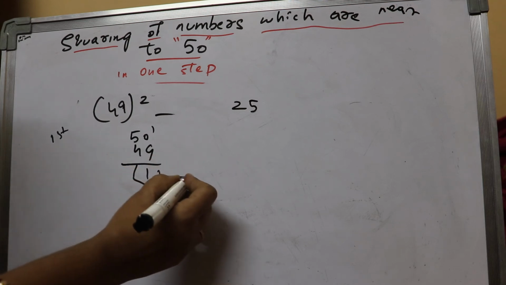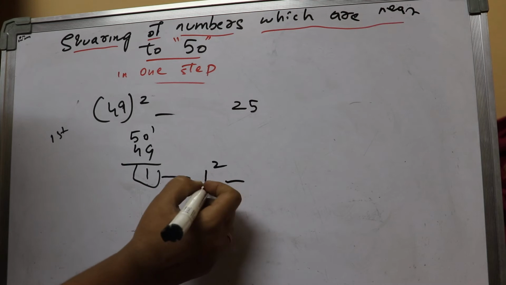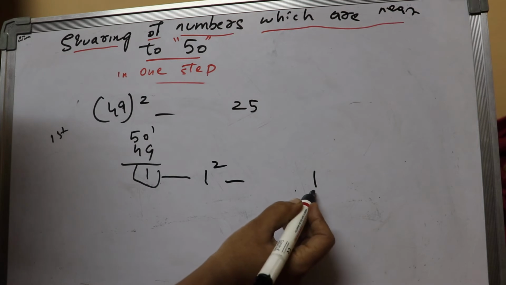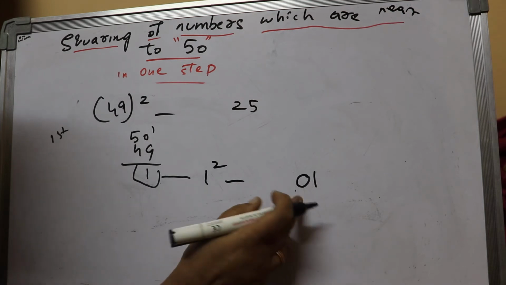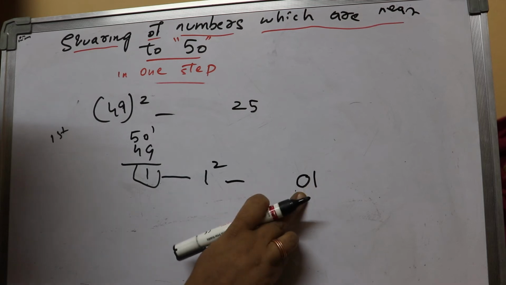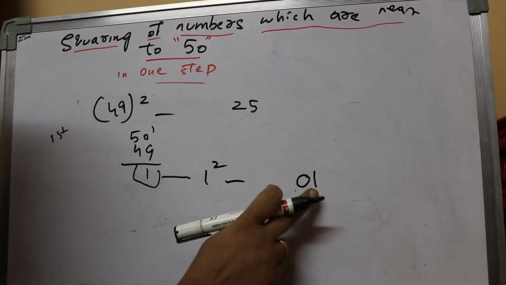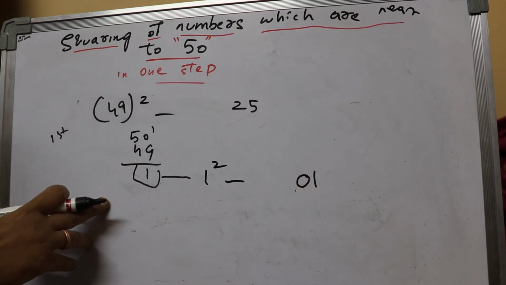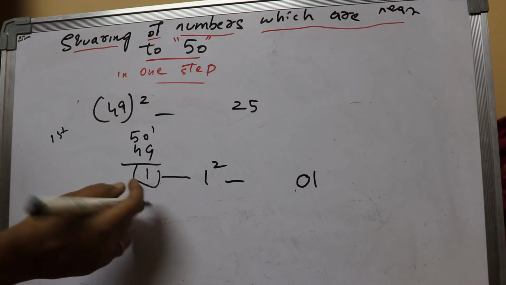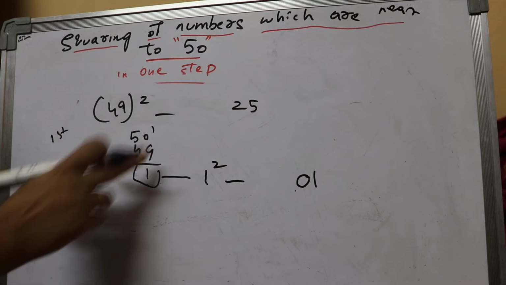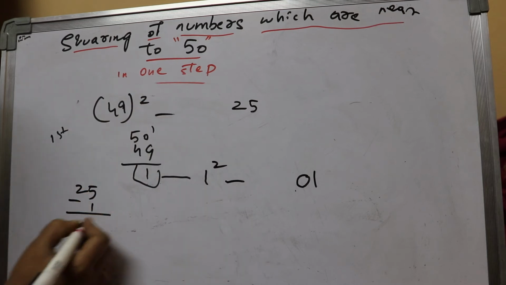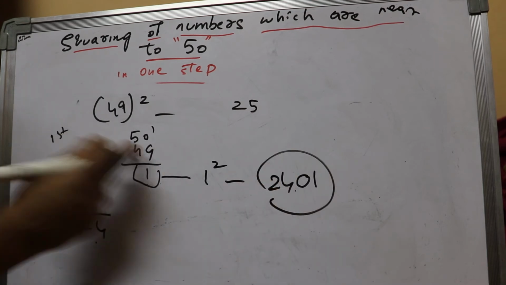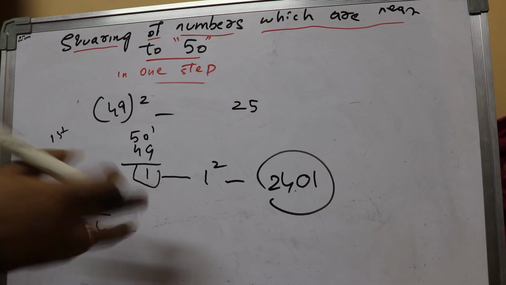Now we have to square this number. How much is 1 squared? It is 1. Whenever we get a single digit, we have to keep a 0 in front of it. If you get a 2-digit number, no need to keep any 0. If you get a single digit, in this case you have to keep 0. After this, we need to subtract this 1 from 25. So what is the answer? 24. Write it here. This is the square of 49: 2401. Simple. So this is the trick.